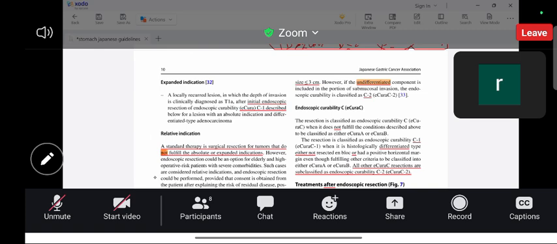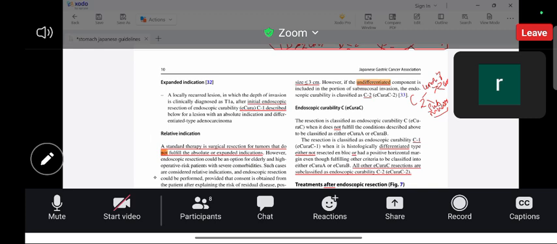However, if the undifferentiated component is included in the portion of submucosal invasion, the endoscopic curability will be directly C2. So we have seen two things when we will write C2: if undifferentiated is more than 2 centimeter, and if it is infiltrating the submucosa. These are two conditions. We will straight away write it C2.